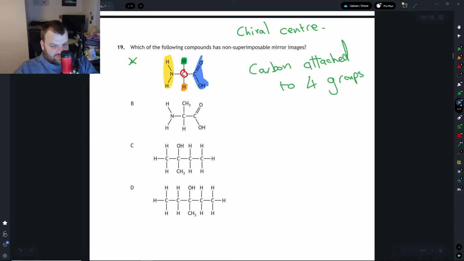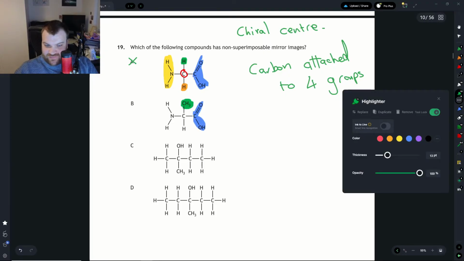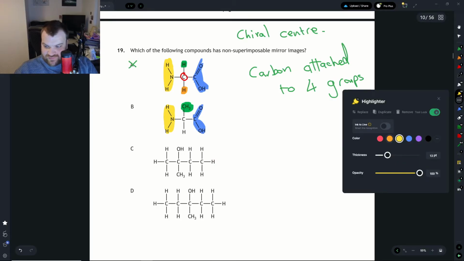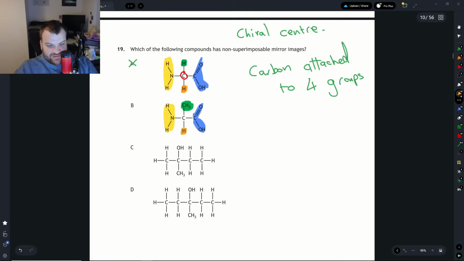Again, this carbon's got a double bond O, so it's not going to be our chiral center, but it could be one of our groups. CH3 at the top, it has 3 hydrogens on it. Again, won't be our answer. So we have a CH3 group, we have a C double bond OOH, we have an NH2, and we also have a H. All of them are different. That means that the central carbon here is going to be a chiral center, which means it will have non-superimposable mirror images.